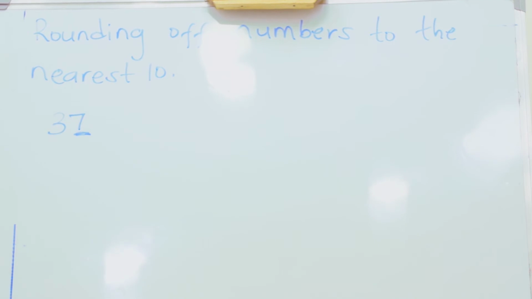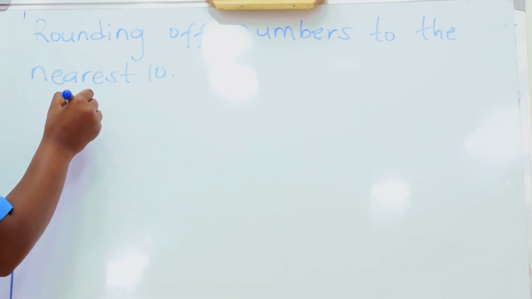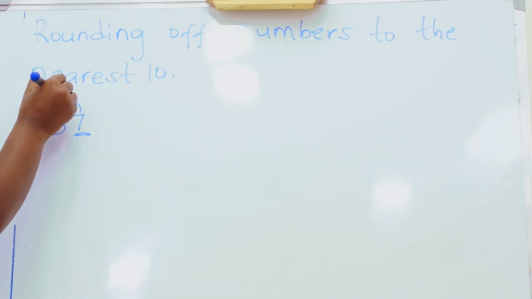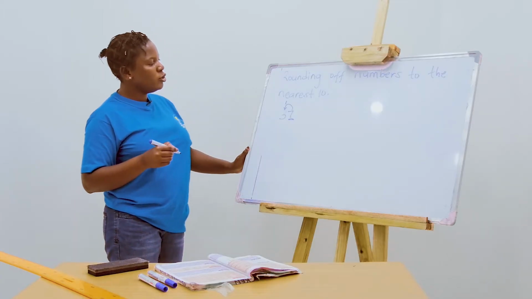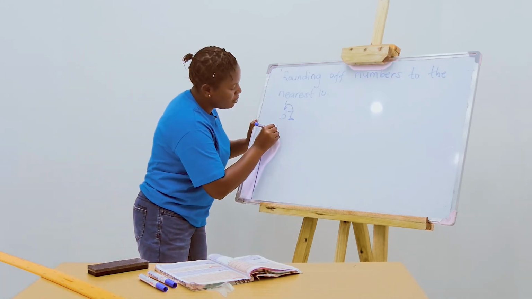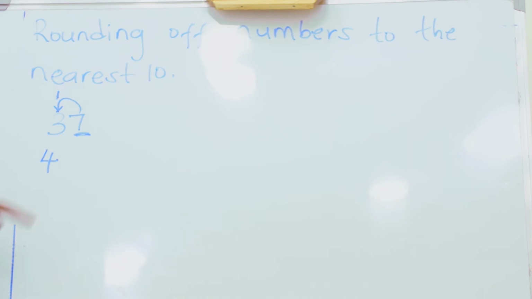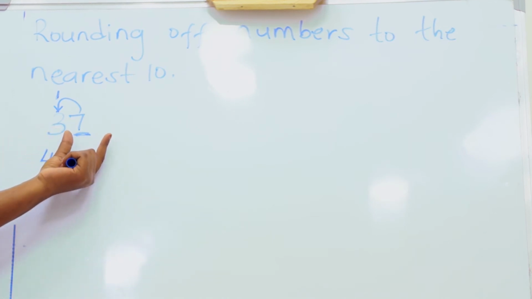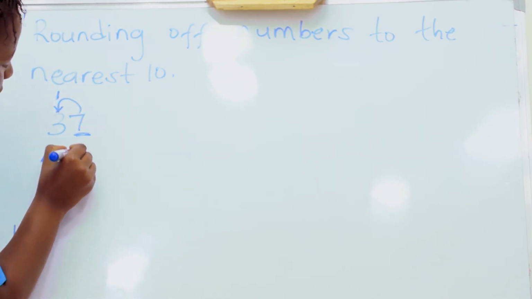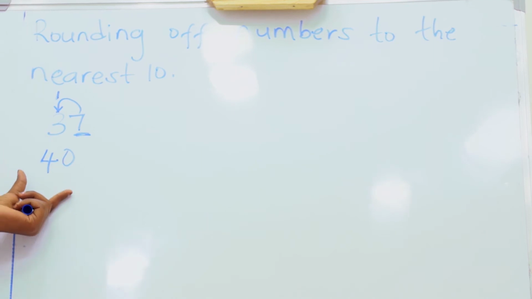So if the number has reached 5, we take it this side to the next number and we take it as 1. So it's going to be 1 plus 3, which will give us 4. And where our first number was, the number which we have rounded off, we replace it with 0. So my answer becomes 40.